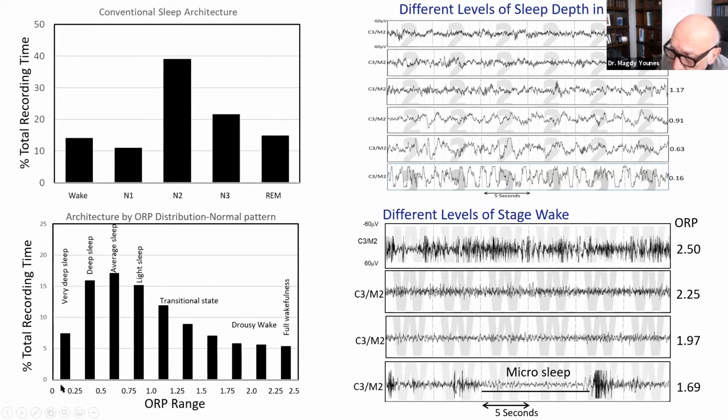So now we go from 0 to 2.5. The last 3 are usually what is scored as awake by most polysomnographers. But this is drowsy awake. This would be something like here with microsleep. This is medium awake, and this is really full awake, like this one. So the sum of these 3 would be approximately what technologists would call stage N1.